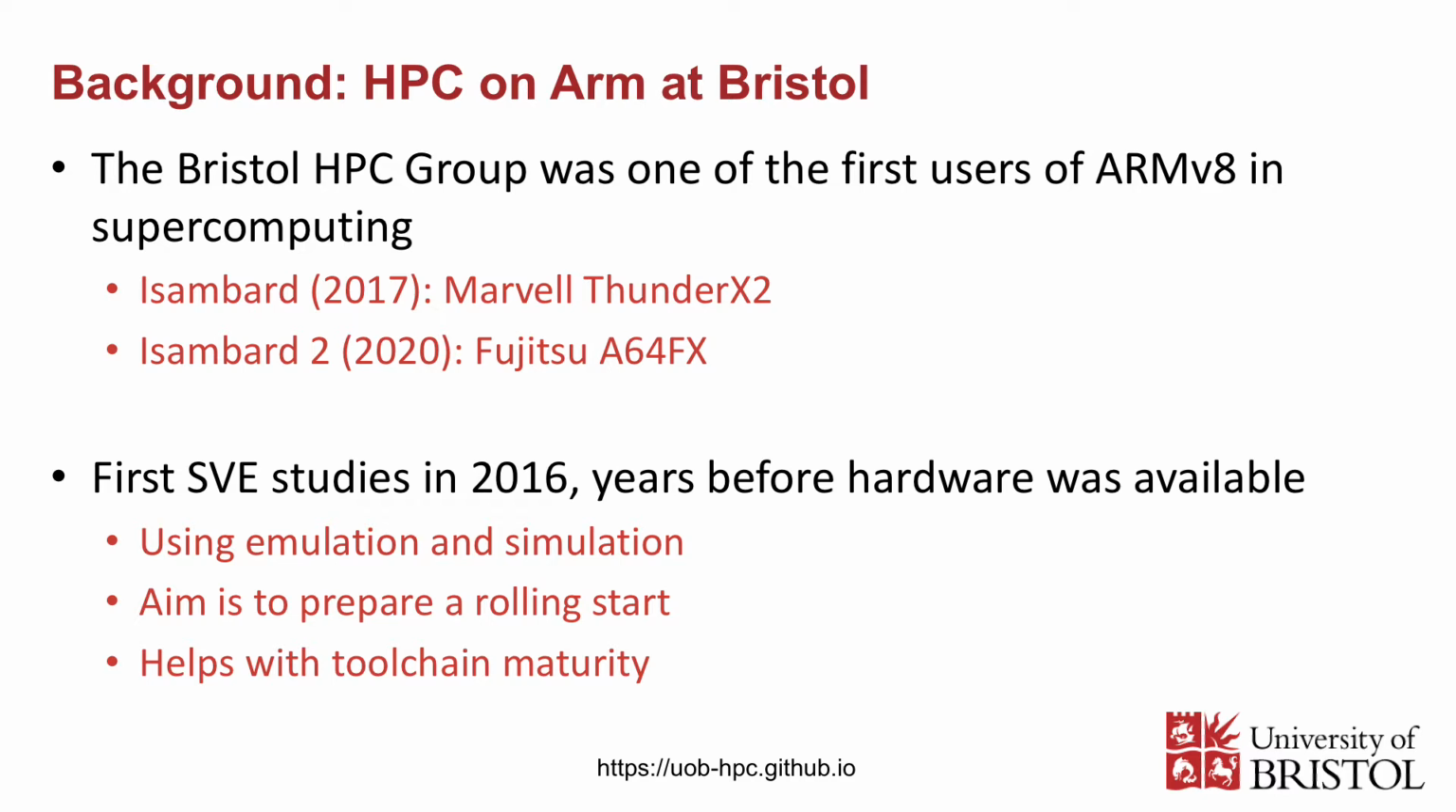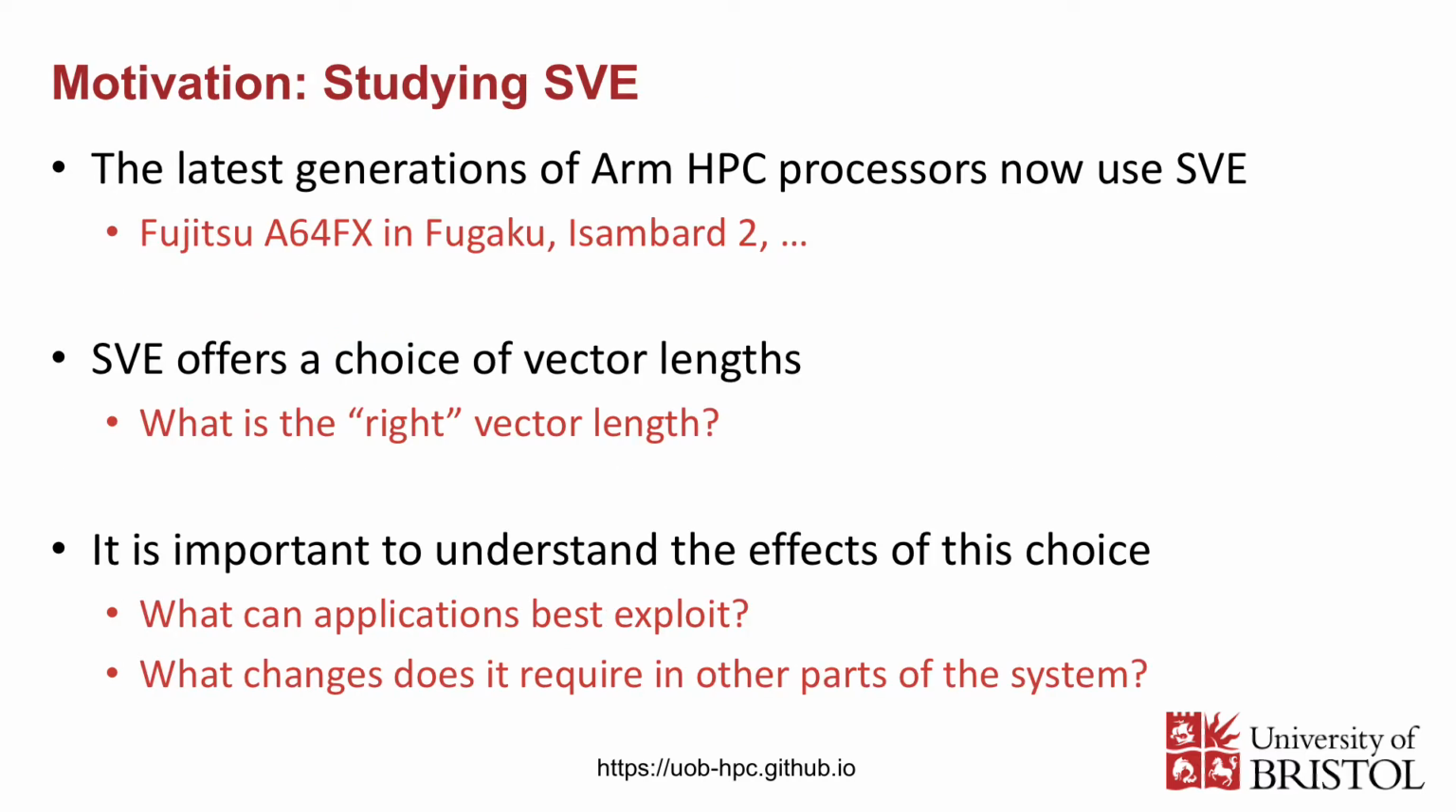Even though no hardware was available until very recently, using simulators and emulators, we worked directly with ARM and vendors building ARM-based systems to find and fix issues with early versions of the toolchains. This has led to stable and performant toolchains from the very first release versions. SVE is now in use in the latest generations of ARM-based HPC processors, as found in the A64FX chips in the Fugaku system in Japan and in our own Isambard 2.